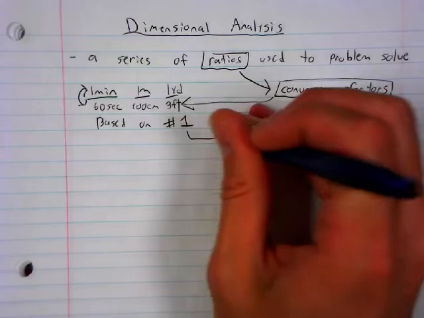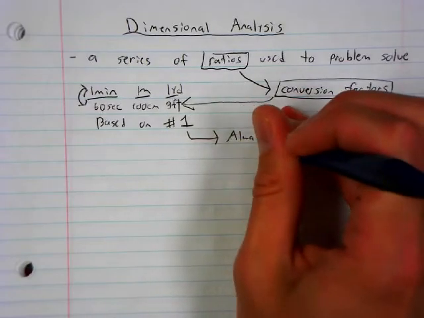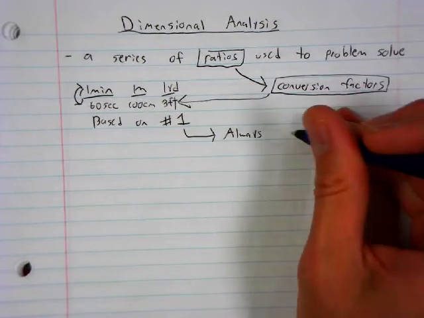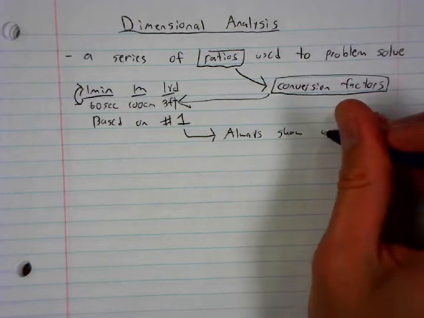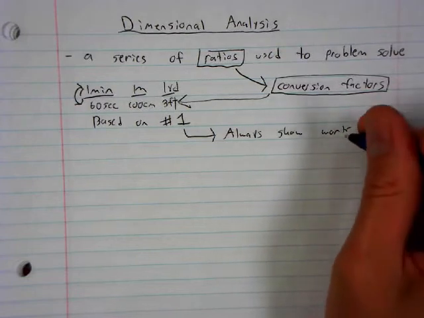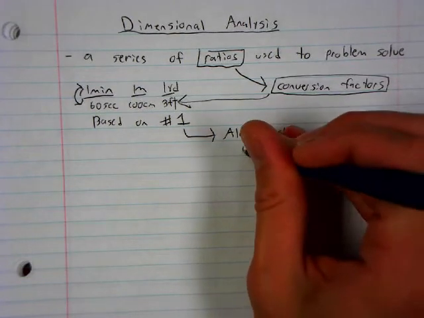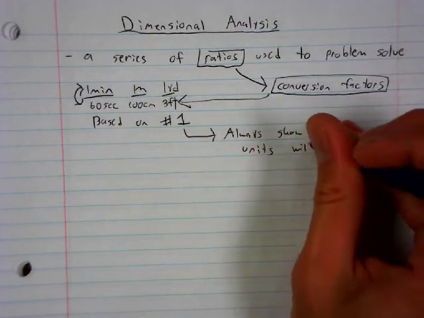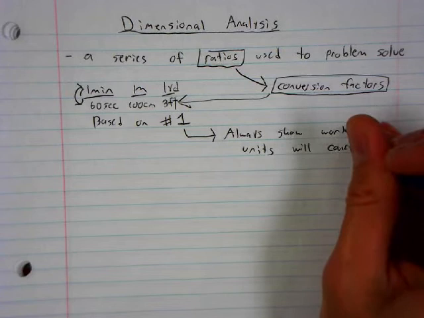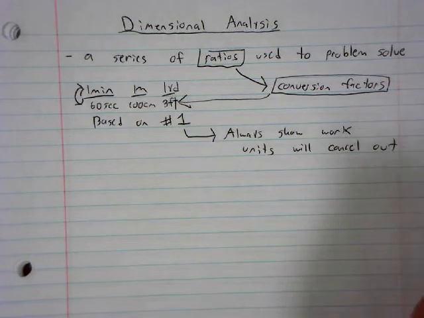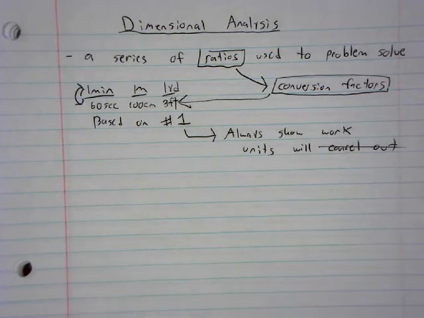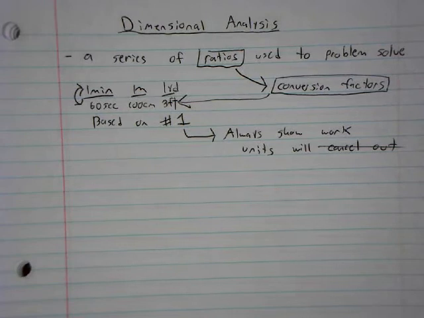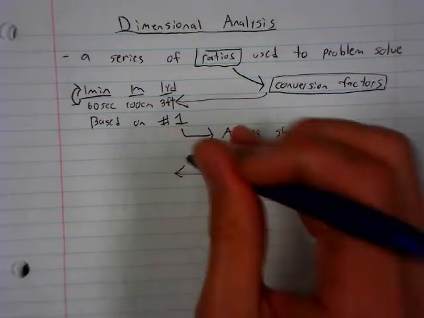When you're doing dimensional analysis, you always show work. And as you're showing that work, the units will cancel out. I usually like to just strike through to show that my units cancel out. You guys don't have to do that, but I like to say that units are like a breadcrumb trail.